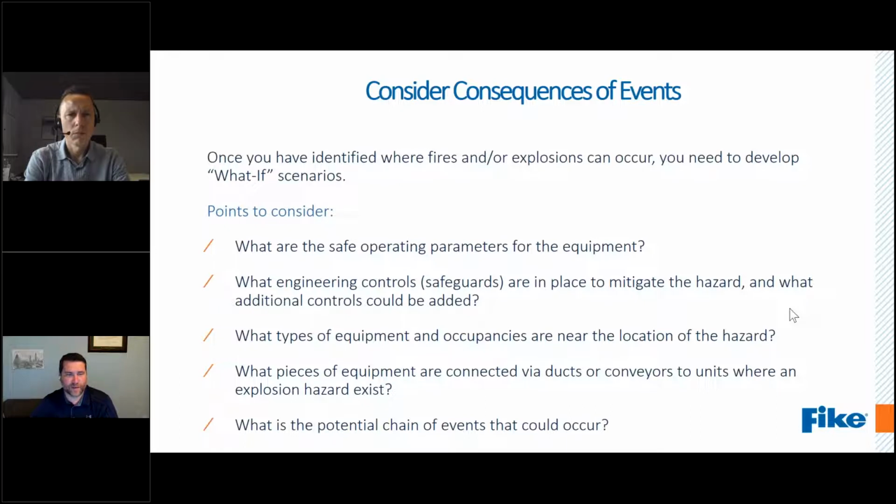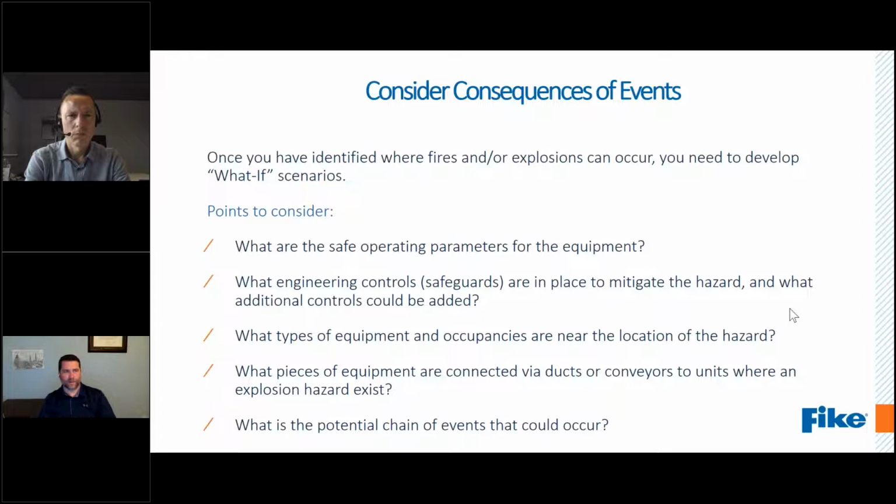these scenarios here. What are the safe operating parameters for the equipment? Are there engineering controls or safeguards in place? Do we need additional controls? What types of equipment and occupancies are near the location of the hazard? That's going to affect your severity. What pieces of equipment are connected via ducts or conveyors? That gets into the next point, the potential chain of events.